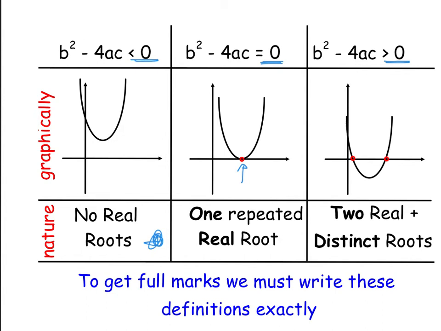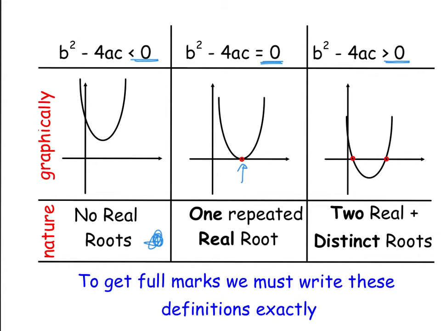So there's a lot to take in here. Less than 0, no roots. Equal to 0, repeated roots. Greater than 0, 2 real and distinct roots. And these definitions here, I've written in blue, these definitions are really important because you have to write that at the end to make sure you get the mark. This is what they're looking for. So you must write the definitions exactly.